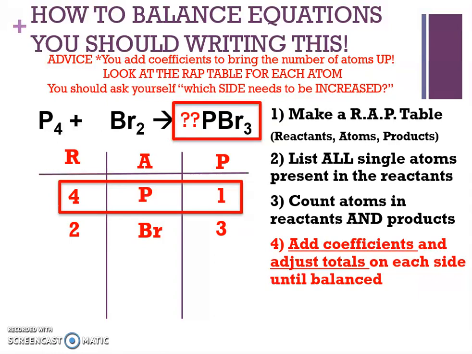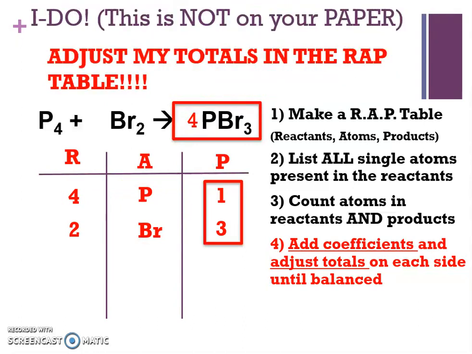Well, if the subscript is 1, the only coefficient we can put there to give us 4 would be 4. 4 times 1 is 4. Now we need to adjust our table. So if we put a 4 in front of this, how many phosphorus atoms do we have now? Well, 4. You got to change that in your table. Either erase it or cross it out, but just make sure you change it.